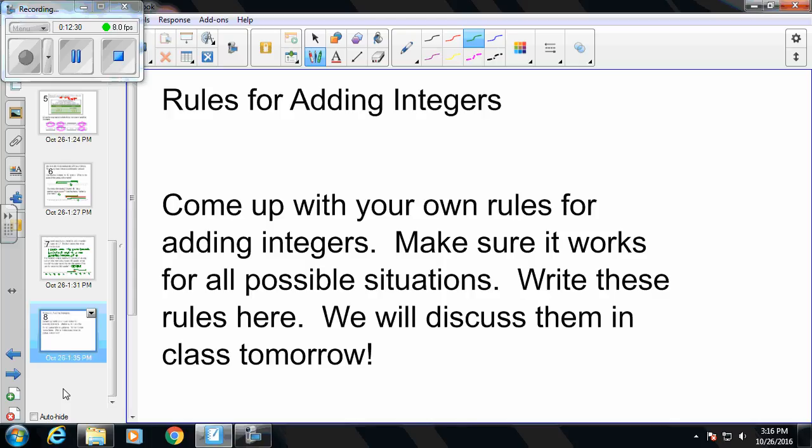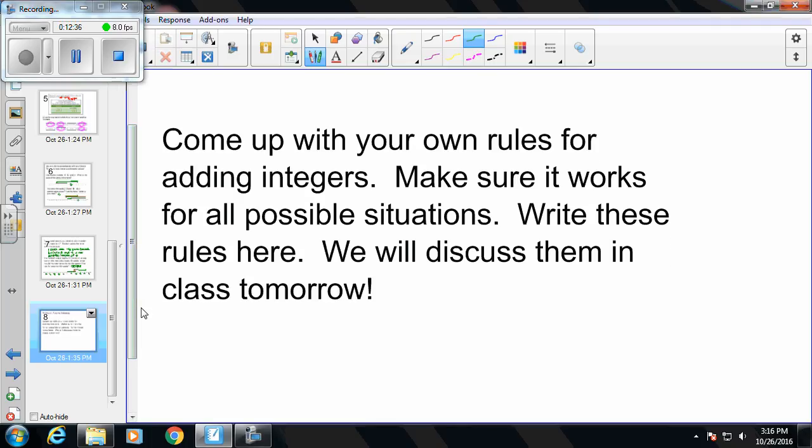All right, so here's what I want you to do. The rules for adding integers. I want you to look back through the notes, and I want you to come up with your own rules for adding integers. Make sure it works for all possible situations. And write these rules here. And we're going to discuss them in class tomorrow. I would use the 4th slide, where you use the number line to answer questions 1 through 6. I would look at those, and I would look at your examples that we did, and help yourself come up with a set of rules.